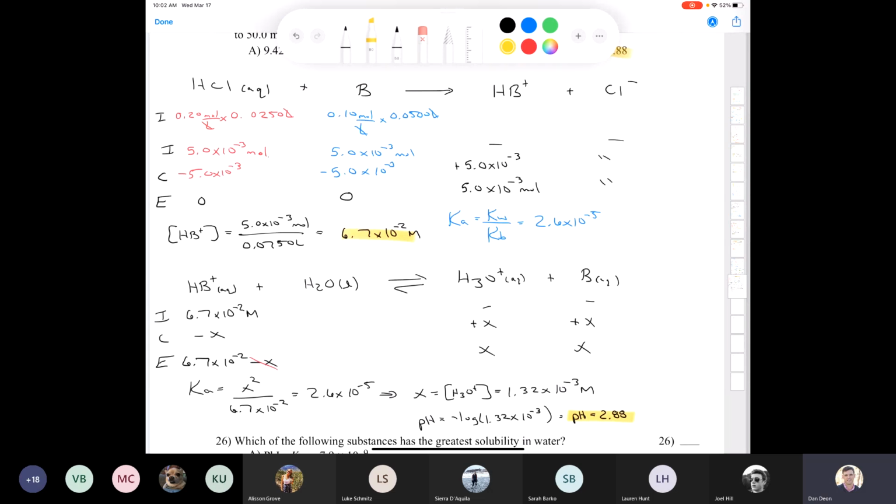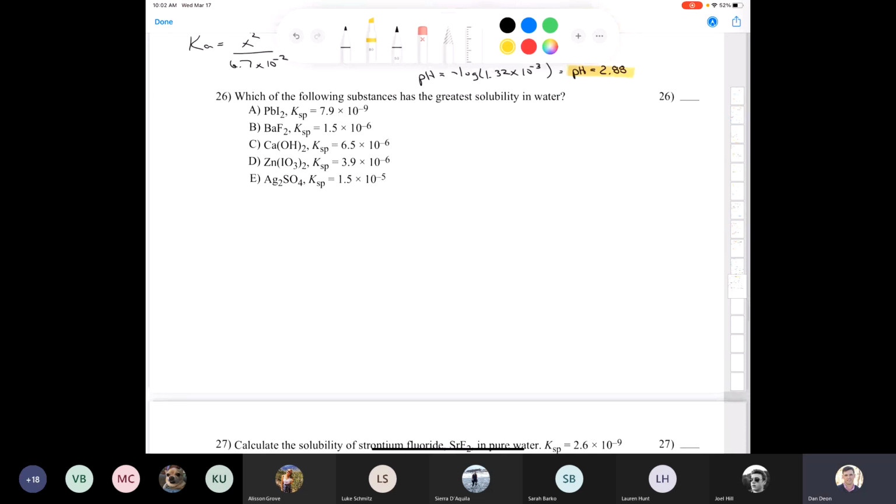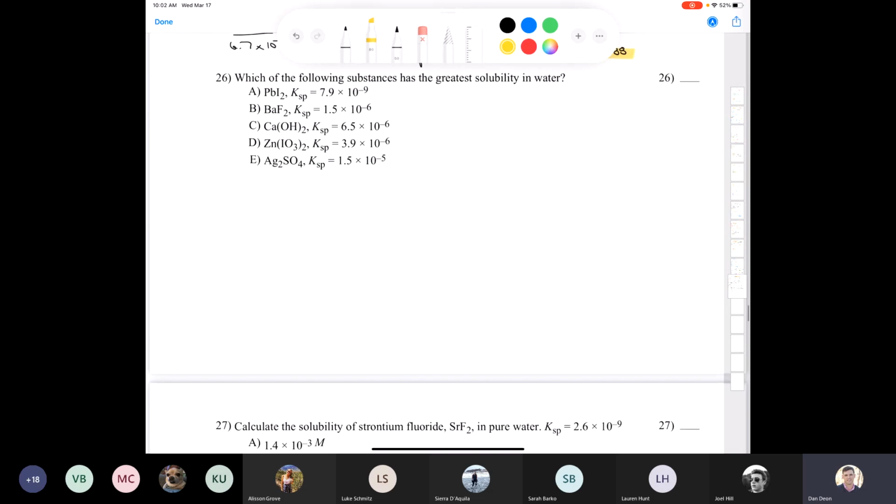Again, neutralization, like that. The next one is kind of a conceptual problem, isn't it? It says here, which of the following substances has the greatest solubility in water? And we're given a bunch of Ksp values, right? We're given the Ksp for all of these. Do you guys know what the relationship between Ksp and our ions is? If we have a solid, let's just think about our lead(II) iodide, the first one.